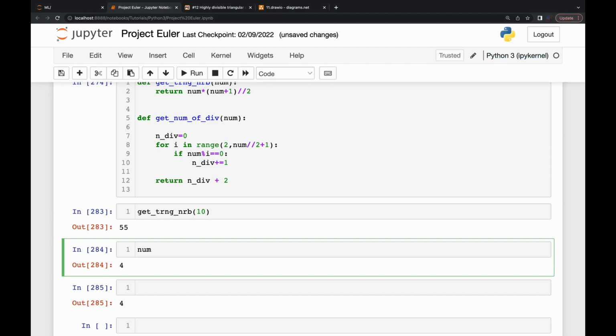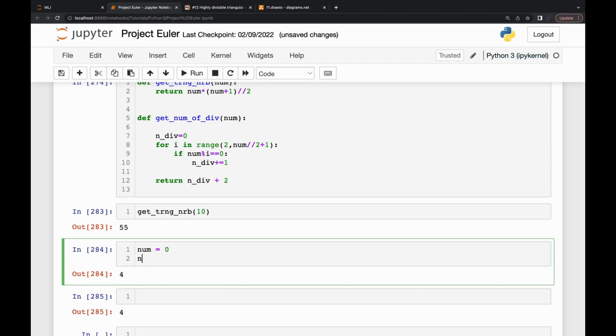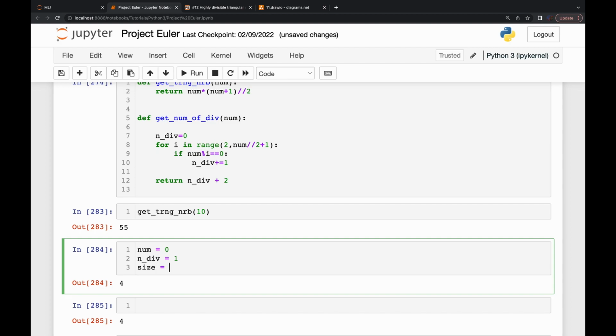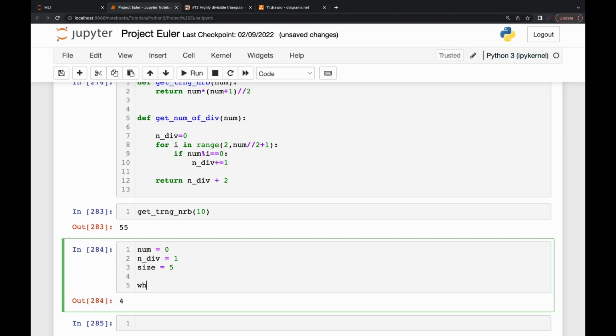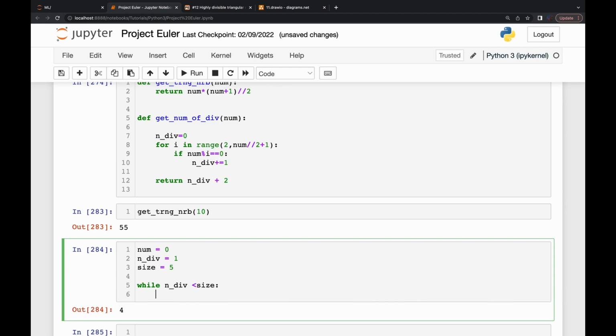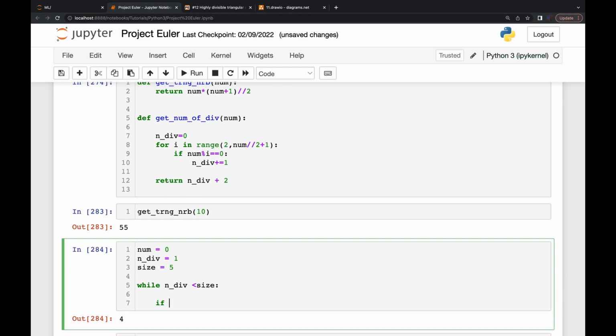Let's say I initialize number equal to 0, then I initialize number of divisors equal to 1, then let's get this size variable equal to 5. Size, basically I want to get the maximum number of divisors, that's the number of divisors size. Okay, and I'll write a while loop, while number of divisors less than size. Now you know, actually you should start it from 1.